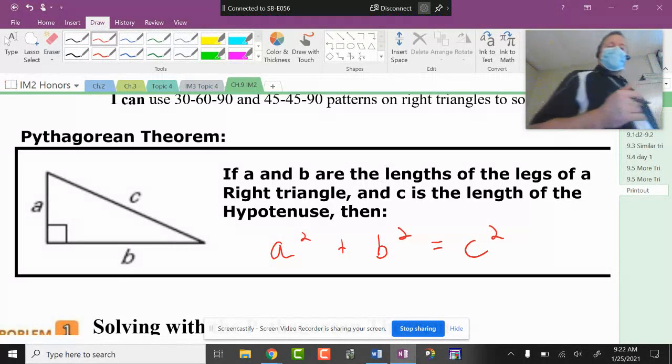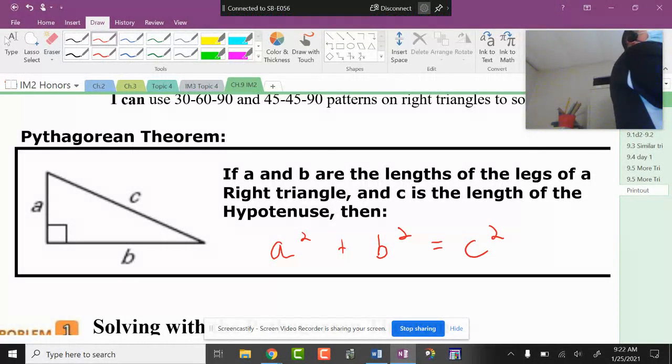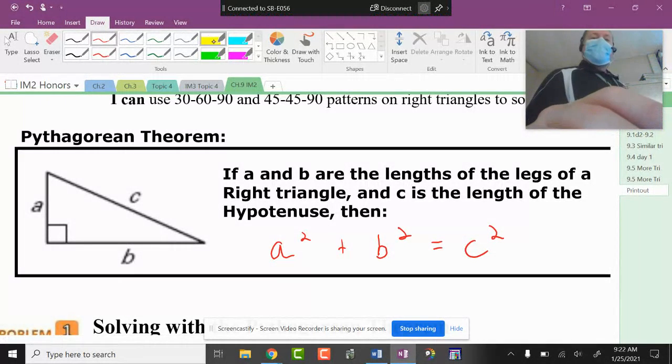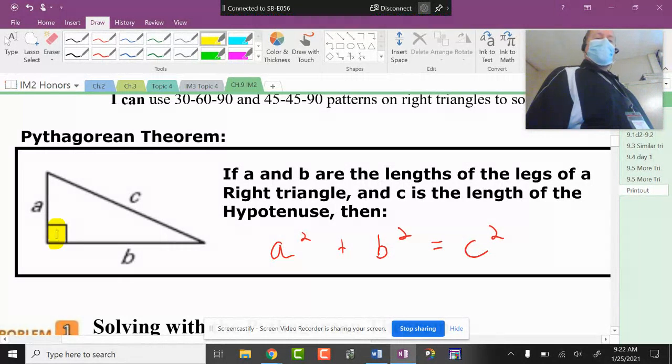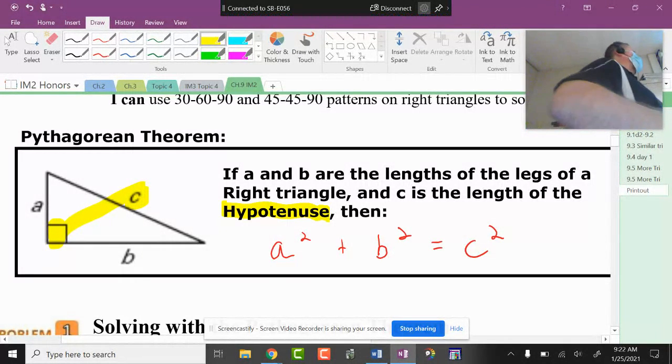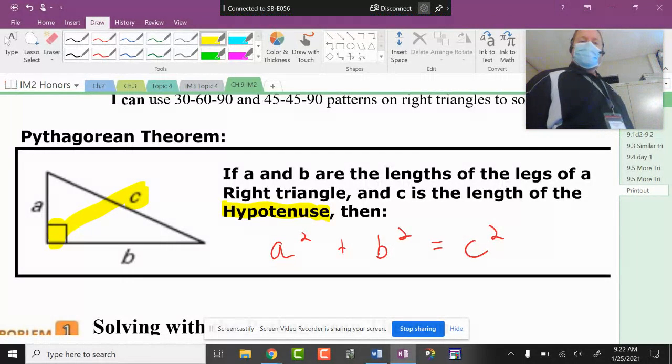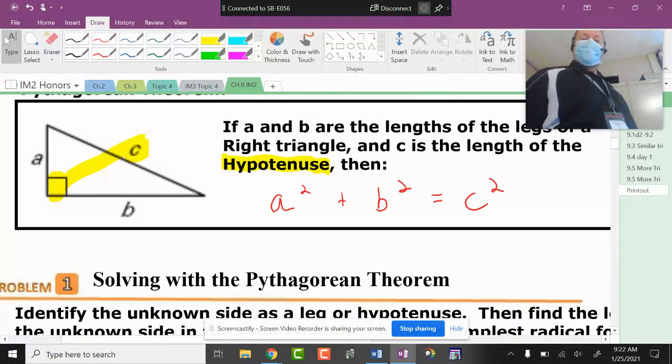But if it truly is a right triangle, then the side measures will fit that relationship. A squared plus B squared equals C squared. One thing I'm going to highlight, the hypotenuse is the side across from the right angle. And it usually is denoted by the letter C in the Pythagorean theorem. So we can keep that throughout all types of questions, that's what they usually do.